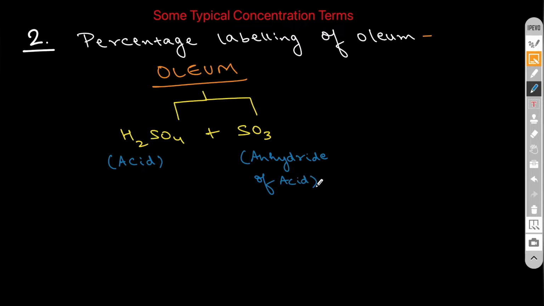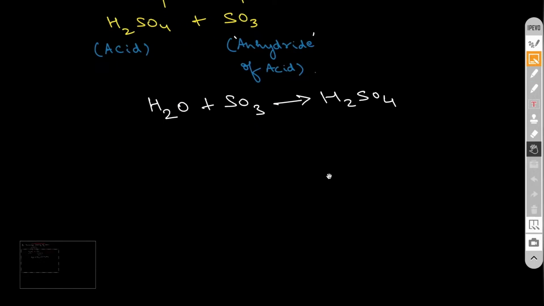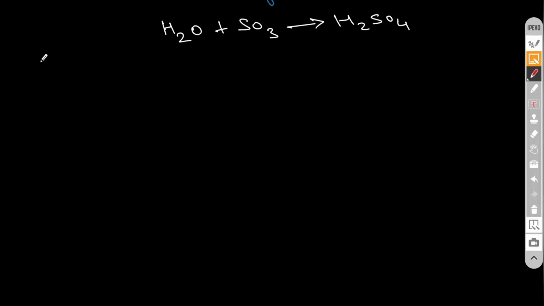Anhydride is basically the substance which we obtain after removing water from the original compound. So when we add water to SO3, we'll get the acid, which is H2SO4. So on adding water to the anhydride, we'll get the original compound, which was H2SO4 in this case.